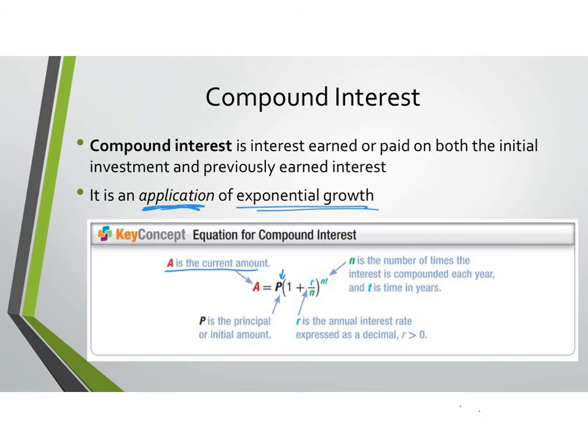An example of this is, say you put money in the bank, you put $10 in the bank, and it increases at $1 per year, or $1 per month. So after a month, you now have $11. After 2 months, you have $12, and so on.